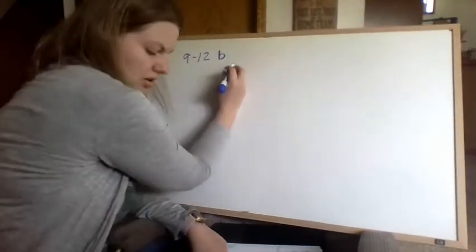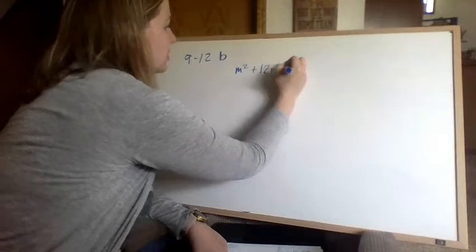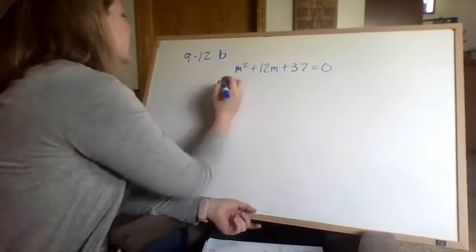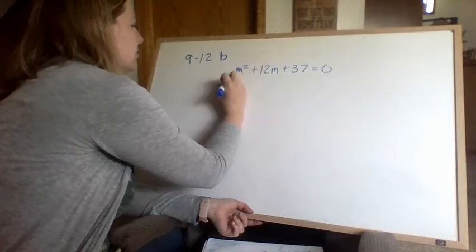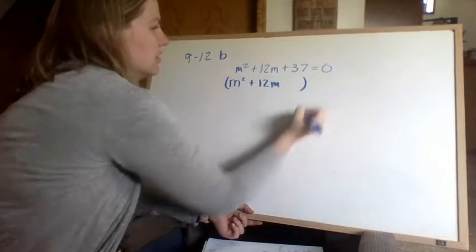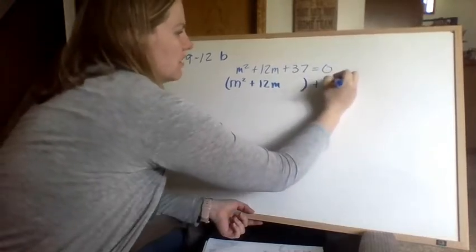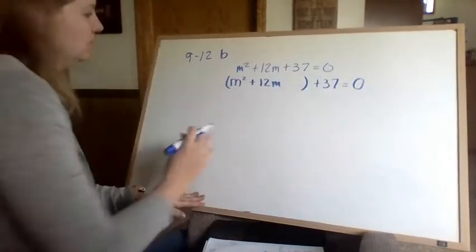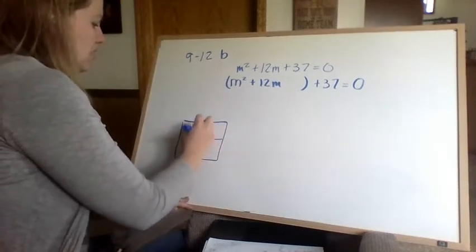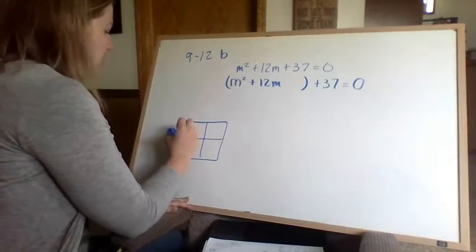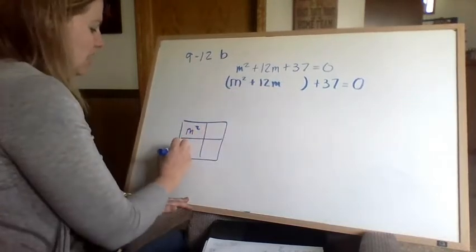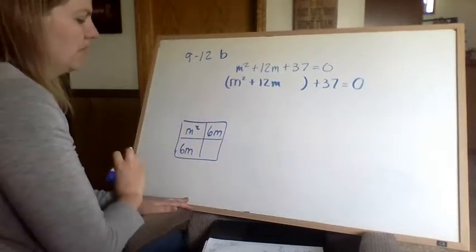Let's look at letter B. This already equals 0, so we can go ahead and complete the square right away. So I'm going to rewrite this in parentheses, m squared plus 12m, leave that open space, close my parenthesis, plus 37 equals 0. Then from there, I'm going to come over here and make my generic rectangle. I'm going to put my m squared in. And then right here, I've got 12m. So why don't we split that up and make 6m and 6m.